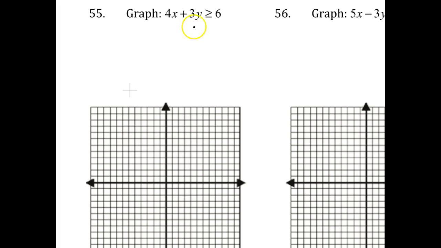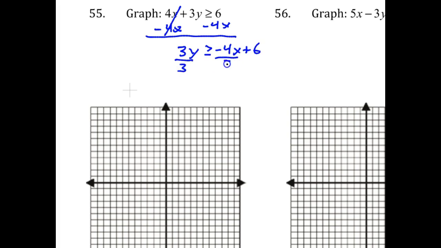Okay, so let's continue. Solving for y. So I'm going to try to get y by itself here. So I'll first subtract the 4x on both sides. Okay. And then I'm going to divide both sides by whatever the coefficient of y is. In this case, it's a 3. So I divided everything by 3.